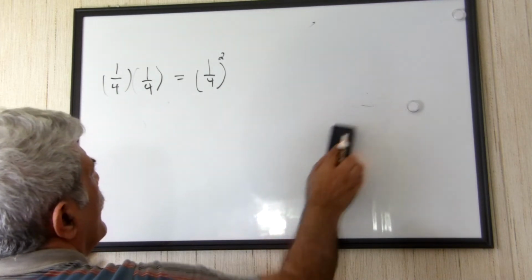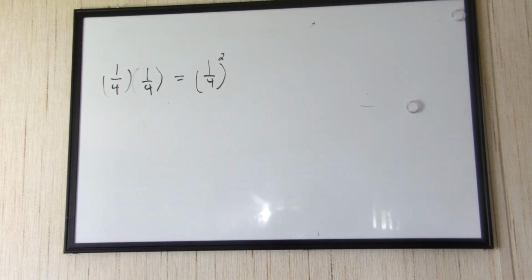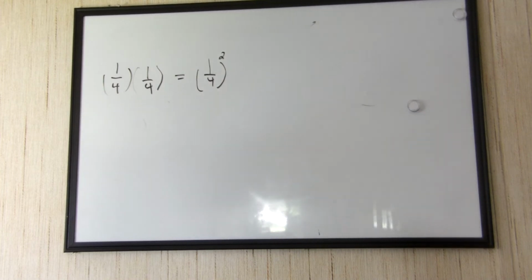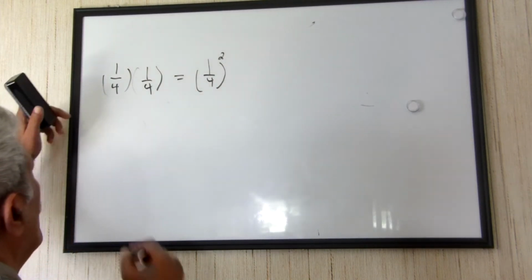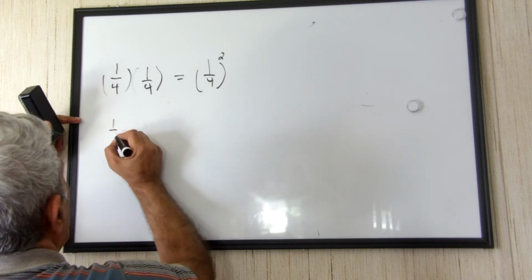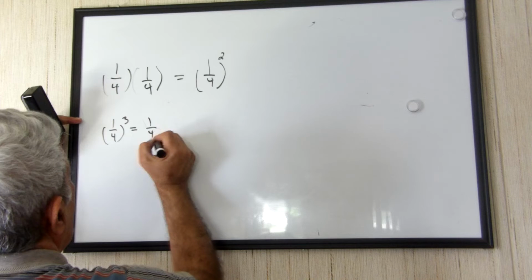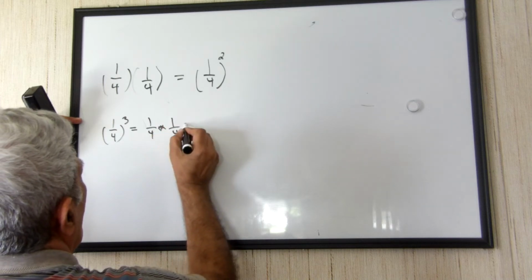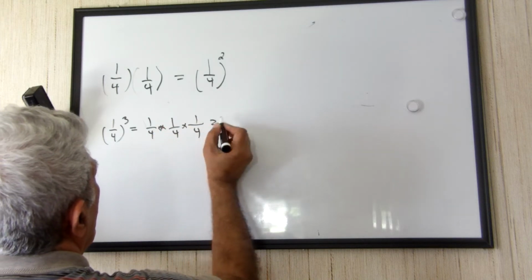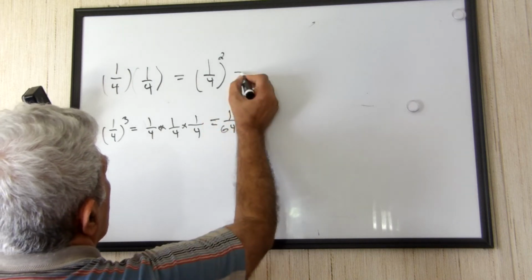How about if we write this one as 1 over 4 times 3? What does that mean? It means 1 over 4 times 1 over 4 times 1 over 4, which is going to be 1 over 64. This is 1 over 16.